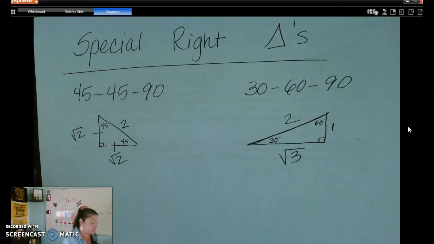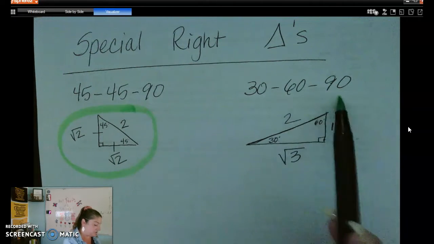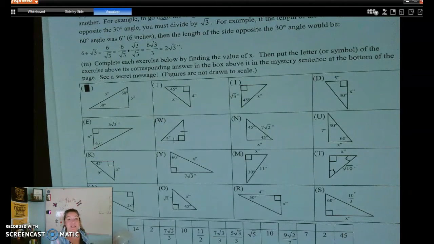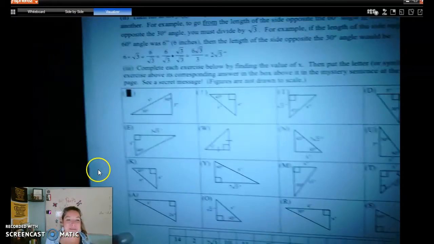And so what you need to make sure that you do today is that you recognize and use these two triangles. So you kind of have to remember what those side lengths are in order to find the side lengths of some other special right triangles. So let me show you what in the world I'm talking about, okay? All right, so here's what I'm actually talking about. Ooh, let there be light. Okay, so here's what I'm actually talking about.